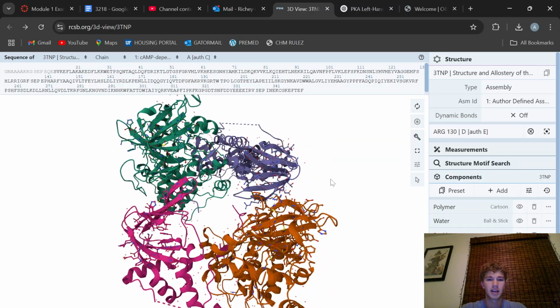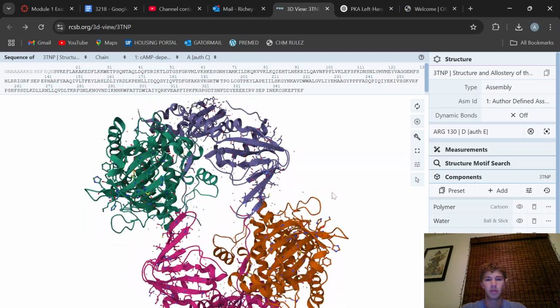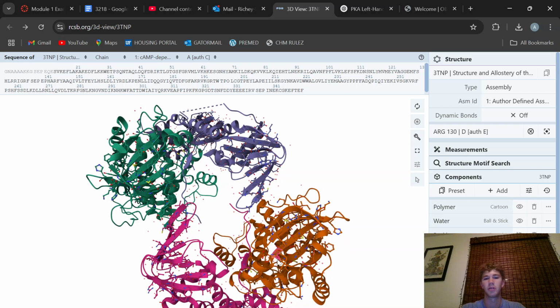I had protein kinase A, which is this beautiful heterotetramer. You can tell it's got different groups. It's got four of them, hence hetero, tetra.